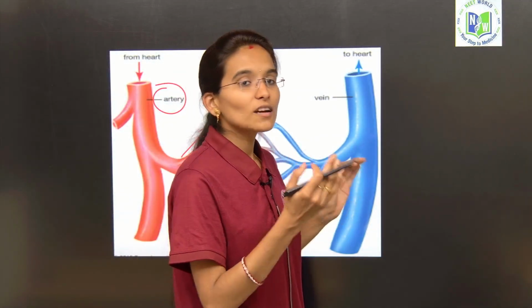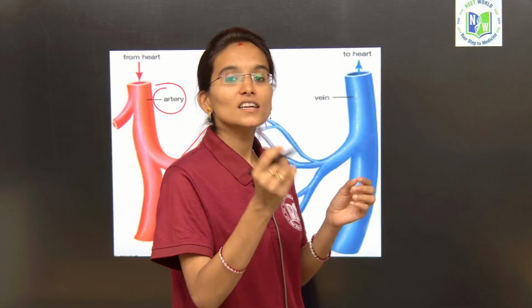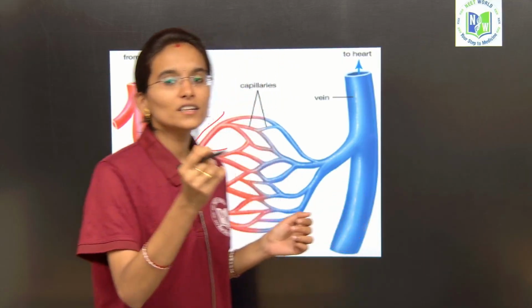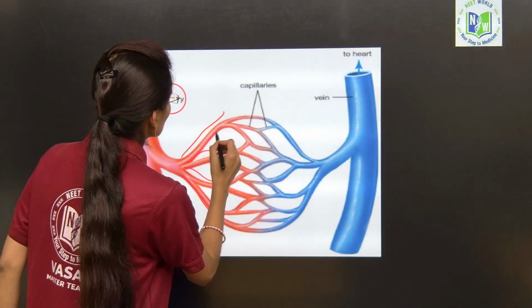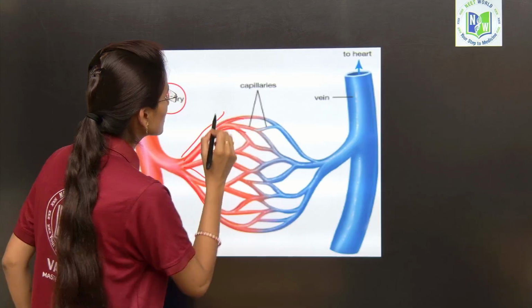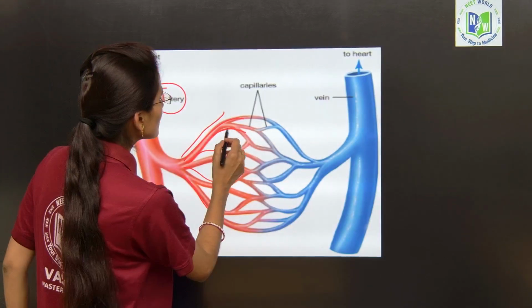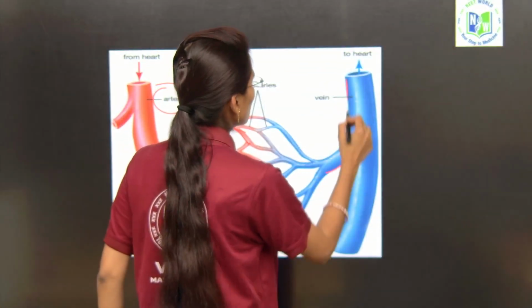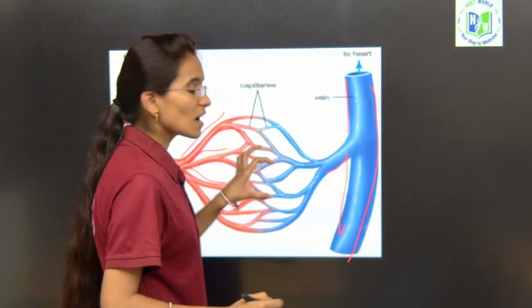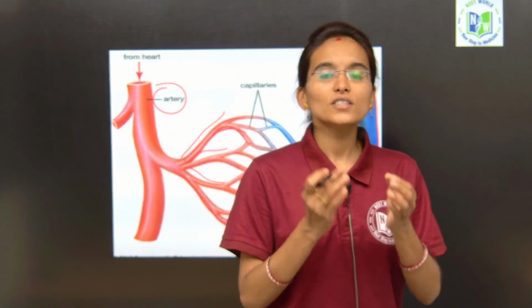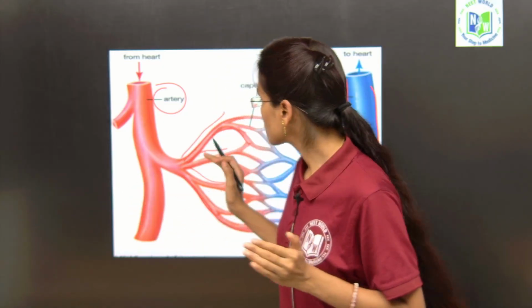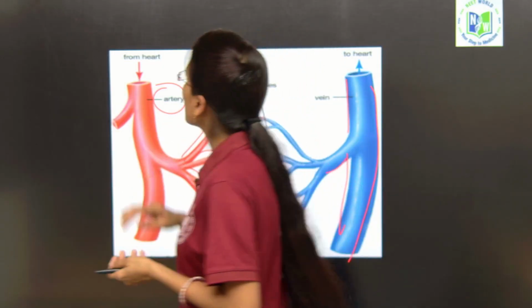When compared to the arteries and veins, the size of the capillaries is very small. These are very minute tubules. These capillaries are connected to the veins. So, capillaries are the minute tubules which are connected to the arteries and veins.